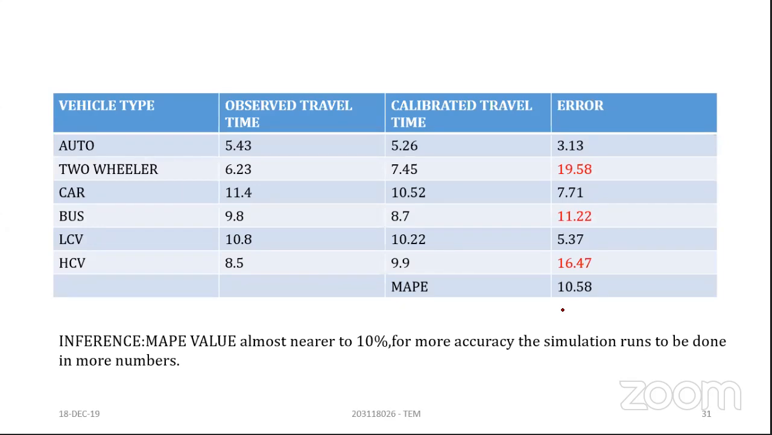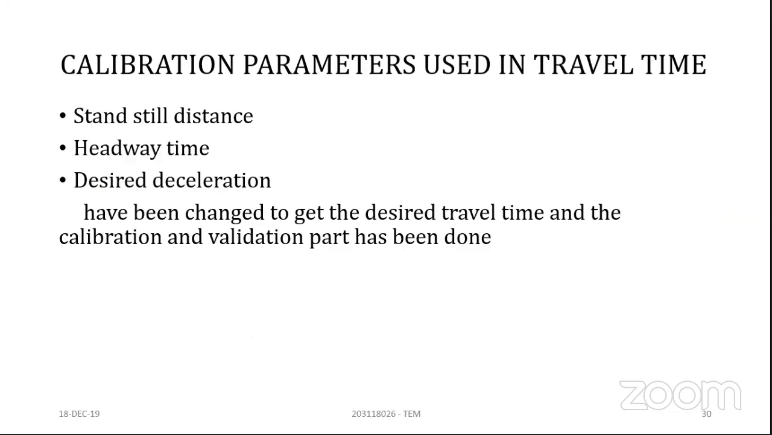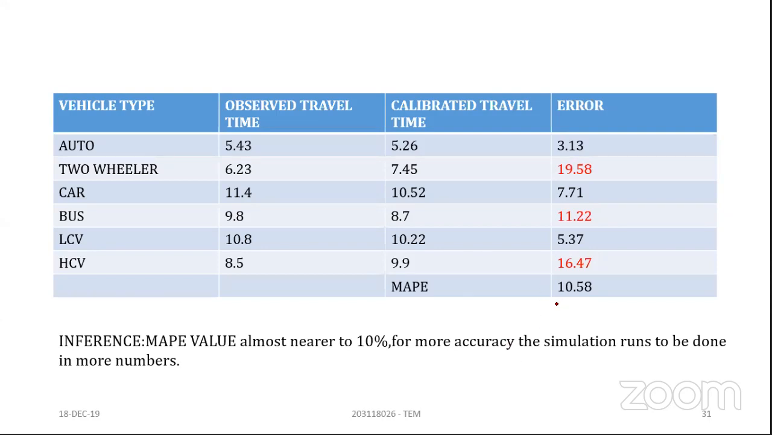Once you modify all those 3 values, headway, standstill, as well as desired deceleration, this is the final output we are getting. Your MAPE value is almost near 10.58. So the accuracy level is still not reached, because the GEH, if you look, is going 16%, 11%, 19%. So again, you have to modify all those 3 parameters. This is the first set of changes we got. The second set of changes also you have to perform and try to identify the closest or lesser MAPE value. Then we finalize that the model is performing the best fit for that particular location.